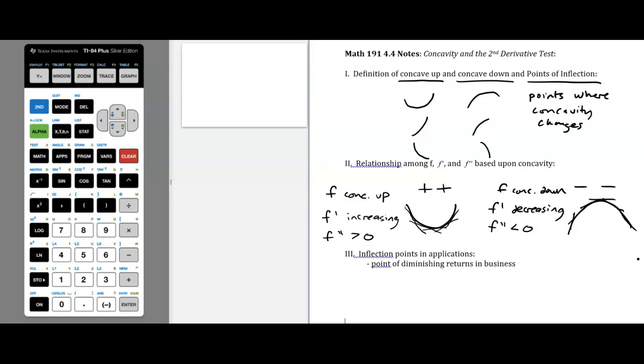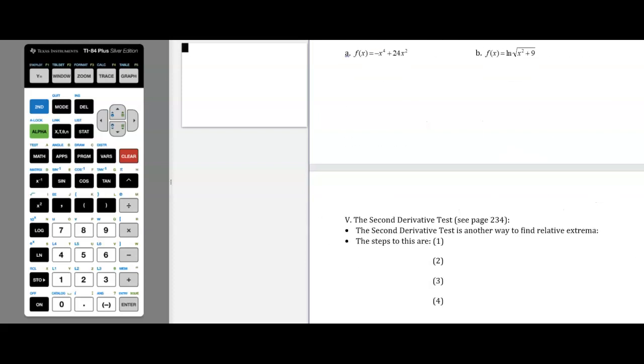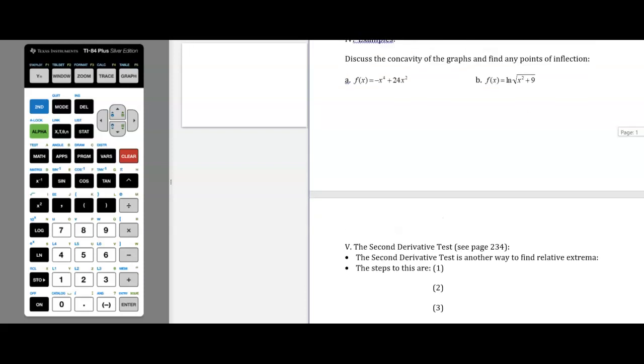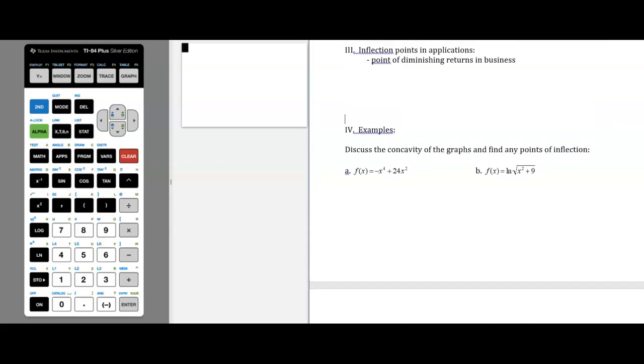And so one of the other things that we should really chat about in the beginning of this is let's talk about the inflection points in applications. And this is where concavity actually does have some relevance. And so a classic application of where we would deal with concavity and inflection points would be in a business example like this, where on this axis we have maybe the expenditures for a business, and on this axis we have profits.